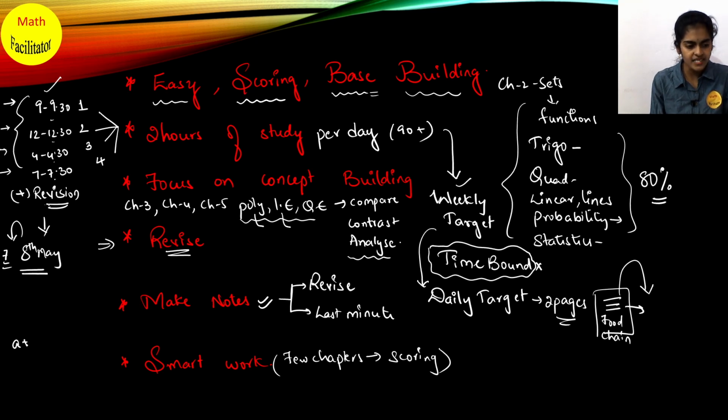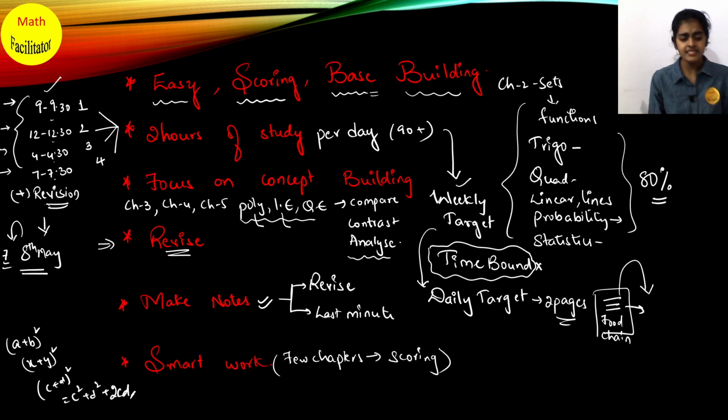So a plus b whole square, this is the identity we all know. The same identity I can write as x plus y whole square, or as c plus d whole square. The formula will be the same. If I write c plus d whole square, it is nothing but c square plus d square plus 2cd. This is what is important for you to understand, rather than a plus b whole square is equal to a square plus b square plus 2ab.